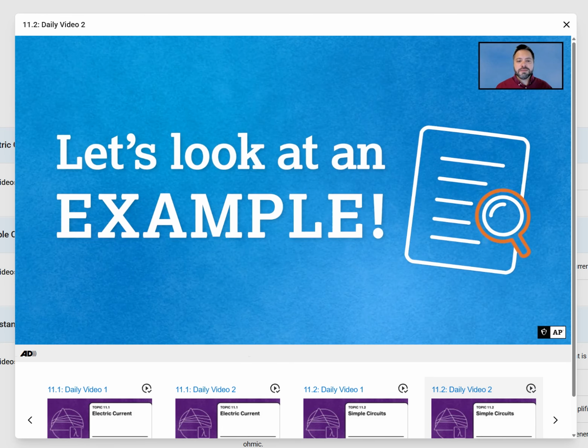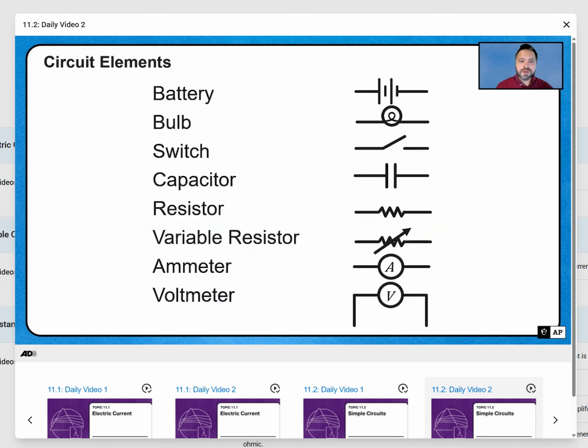So let's take a look at some examples of circuit diagrams, or rather the symbols we're going to use. So we're going to start with the battery. It's alternating parallel lines of different sizes. And then the bulb is going to be a circle with a filament. The switch is going to look like a broken wire, and so it's always represented in its off position.